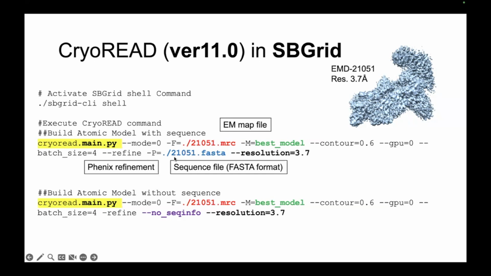Then the -p option, please specify the sequence file. Then the map resolution. So this is an example of the input density map. The resolution is 3.7 angstrom. So if you don't have a sequence file, please remove the -p option. Then put this no-sequence-info option. It automatically finds the backbone positions from the map, then assigns the base type.